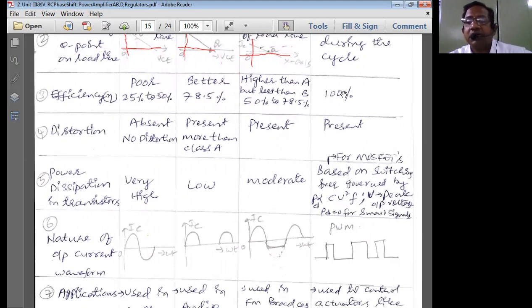And next one is the efficiency of class D, which is 100%. Okay, because the entire signal has to be transmitted very, very effectively. So therefore 100% is the efficiency in the case of the class D type of the power amplifier circuits.